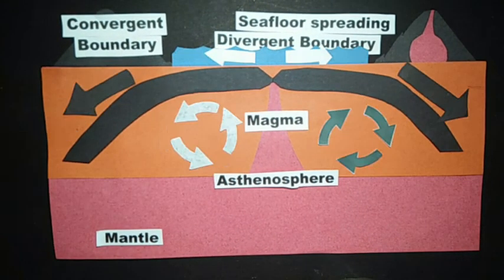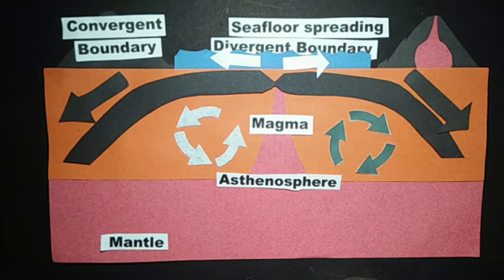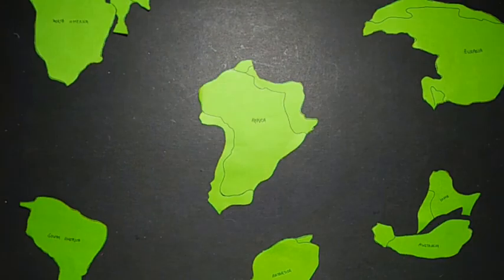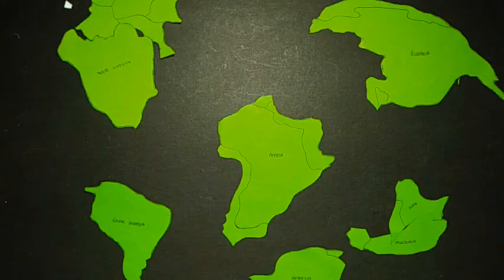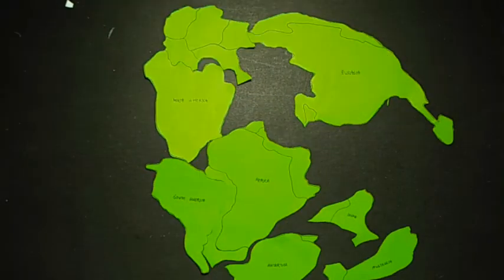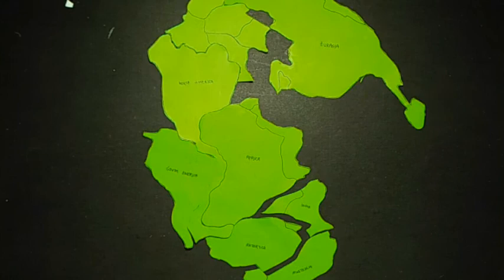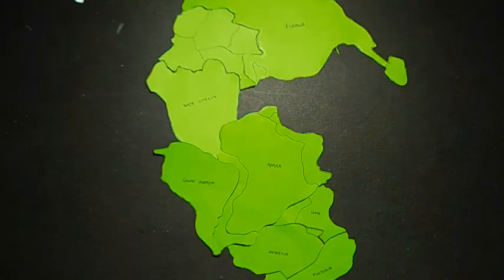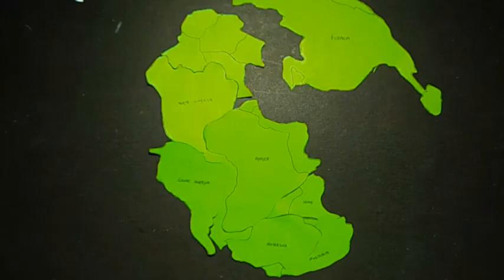Now, the convection current can be constructive by creating a new crust and can be destructive by destroying the old crust. Now, the result of plate tectonic movement is the recent supercontinent Pangea that includes almost all of the land masses on the Earth. It began to break apart about 175 million years ago.